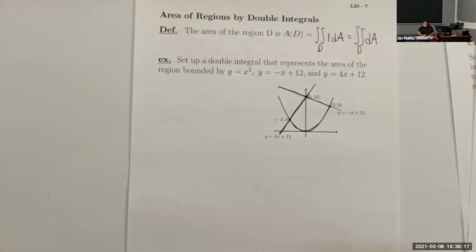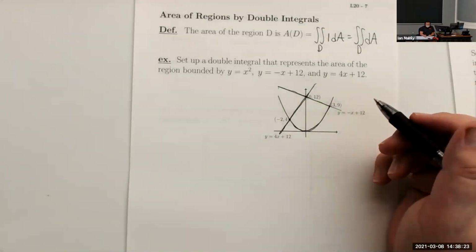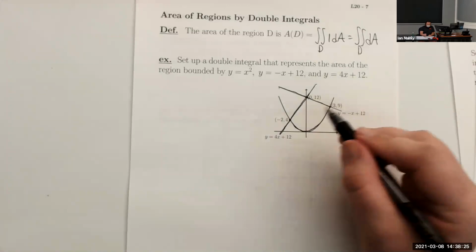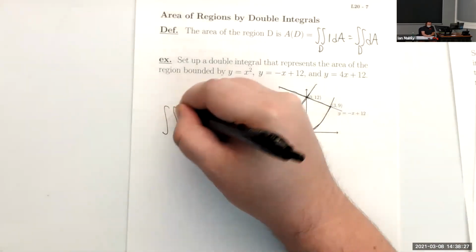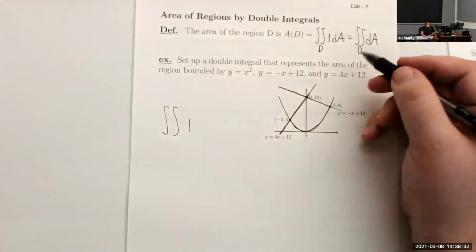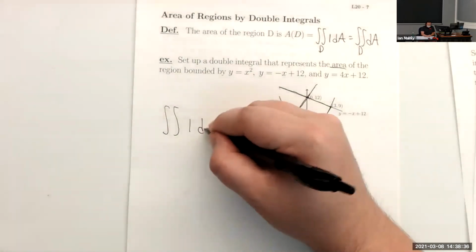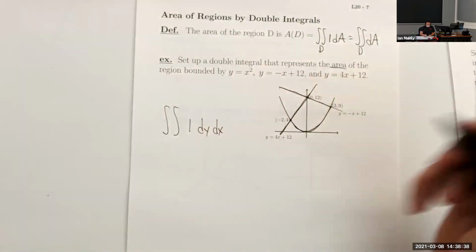Okay, so let's go ahead and set this up. I guess I'm going to do an integral with respect to y first. I think that might be a bit easier here. So I'm going to have my integral of 1, because remember, I'm just finding an area, right? So all I need to do is integrate 1. I'm going to do dy and then dx.